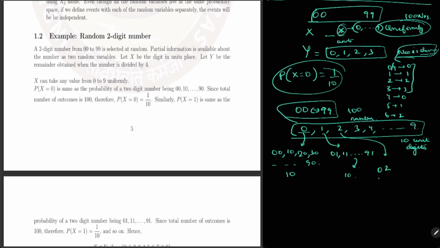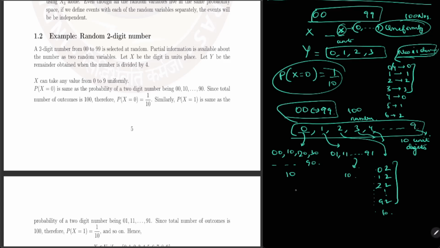Similarly for 2 we will have 20, 21, 22, up to 29. For every tens digit there will be 10 numbers, as for every unit digit from 0 to 9 there will be 10 numbers.